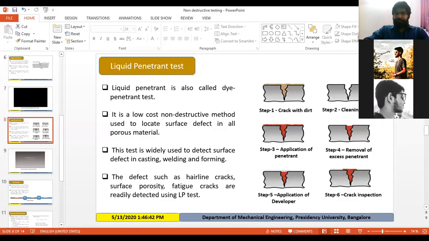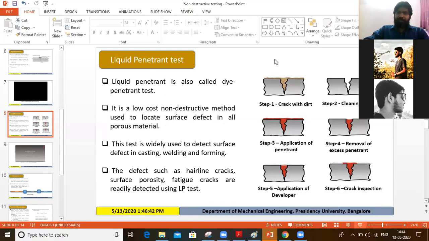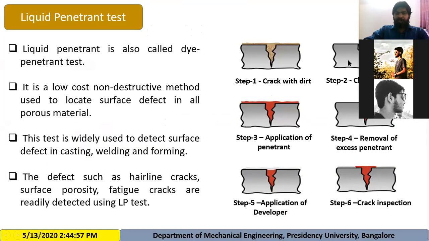Okay, so we are discussing the liquid penetrant test. This liquid penetrant test is also known as the dye penetrant test, and dye is nothing but a sort of coloring agent. So here we are using a dye. That's why this penetrant test is also known as the dye penetrant test.